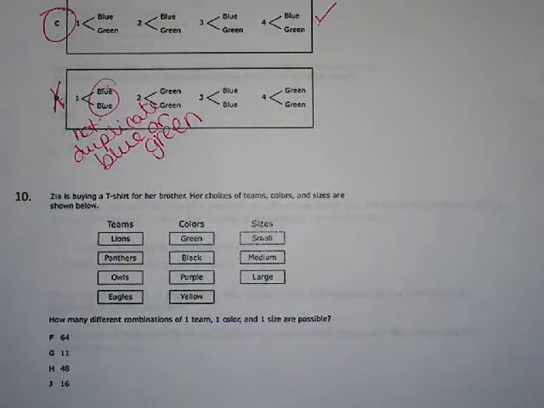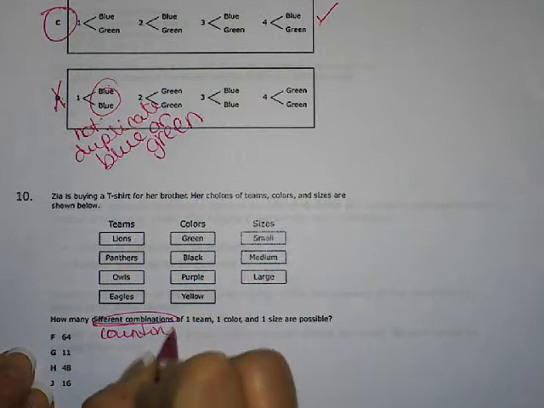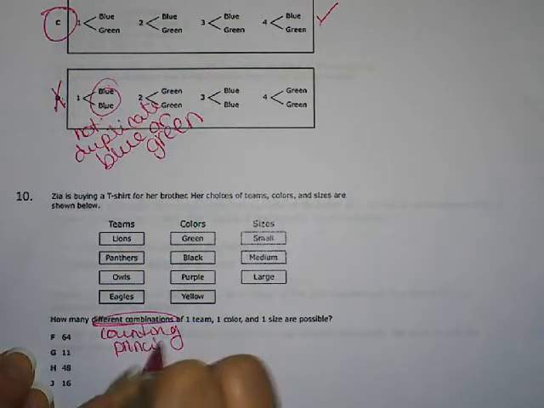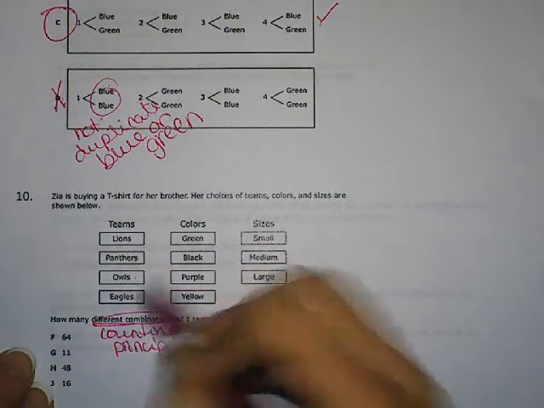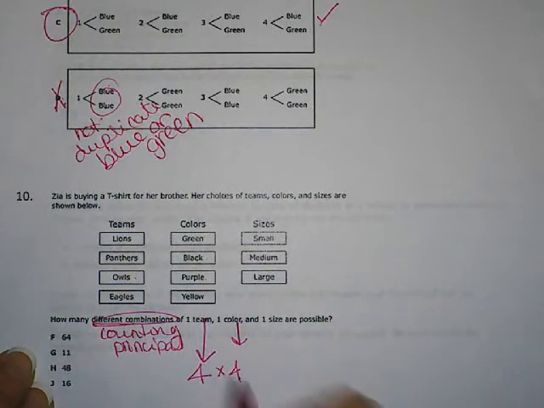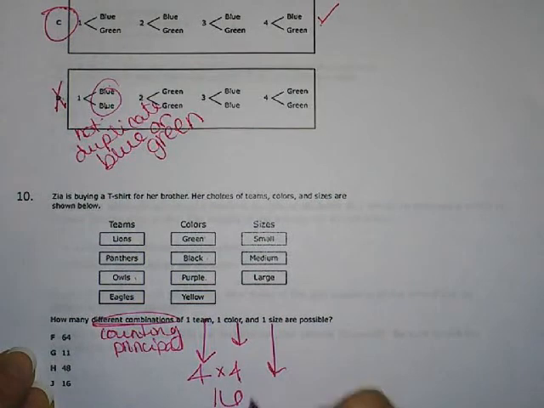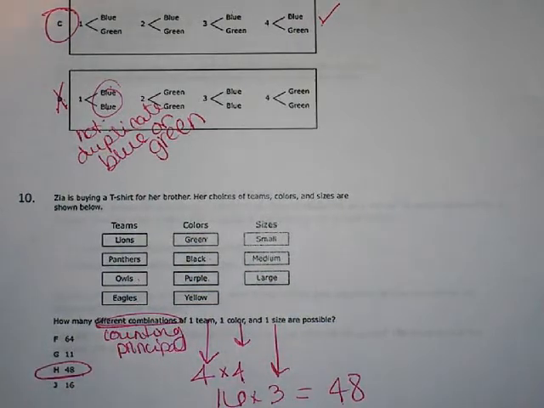Number 10. Via is buying a t-shirt for her brother. Her choices of teams, colors, and sizes are shown below. How many different combinations? I am going to use the counting principle, which means all I'm going to do is multiply all the outcomes together. So for the teams, I have 1, 2, 3, 4. For colors, I have 1, 2, 3, 4. This equals 16. And for sizes, there are 3. So I can multiply 16 times 3 and get 48. So there's a total of 48 different combinations.